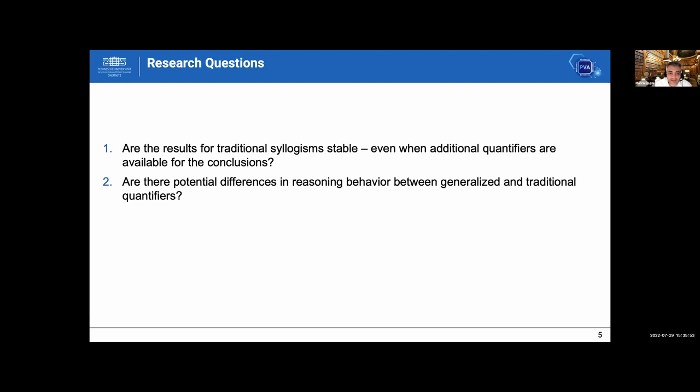So the research questions we were driven by are, first of all, are the results for traditional syllogisms stable, in the sense of what happens if additional quantifiers are available for the conclusions? Is there any kind of change or not? And second, are there potential differences in reasoning behavior between generalized and traditional quantifiers?